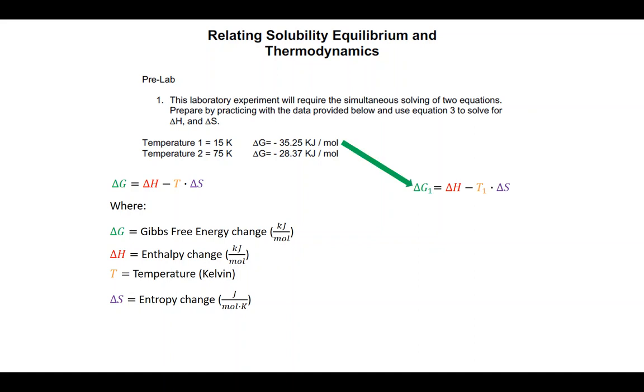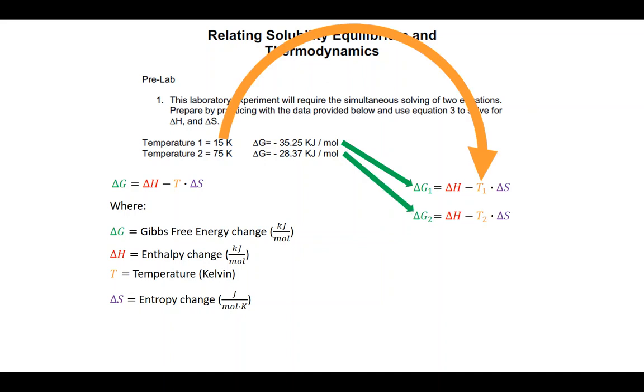Now, what we can do is we know different delta G values for this reaction at two different temperatures. And so you can see on screen here that we can set this up. Delta H and delta S aren't going to change. They're the same for a reaction at any given temperature. But T and delta G change. So what we have essentially is a system of two equations with two variables.